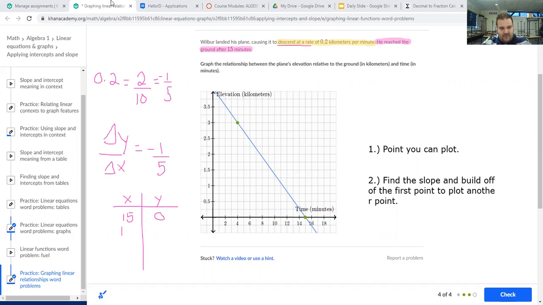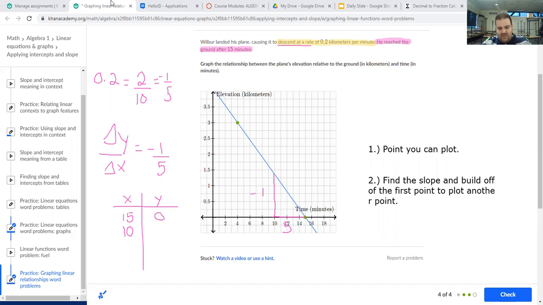1 minute before that, or actually we can't do 1 minute because look at our slope. We're saying it goes down 1 kilometer per 5 minutes. So let's go back 5 minutes. 5 minutes prior, using the slope idea, if I go backwards from 15 to 10, we know that this rate of change, the slope triangle, is going down 1 as it's running 5.